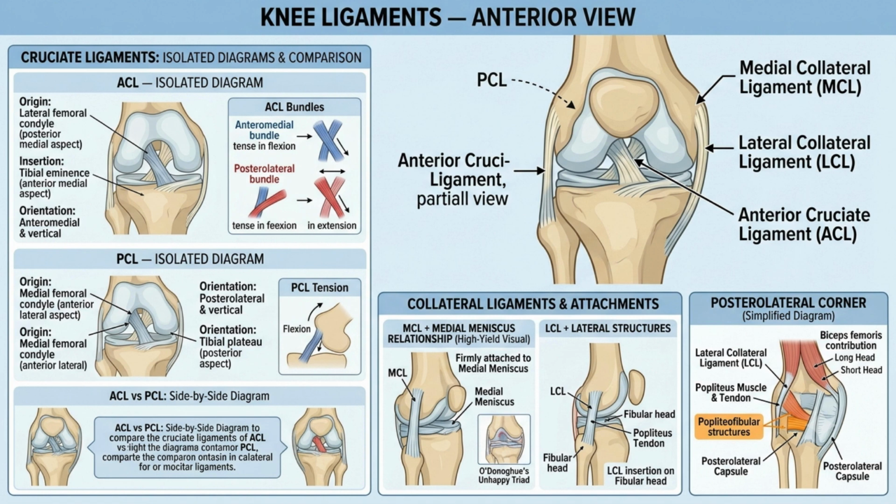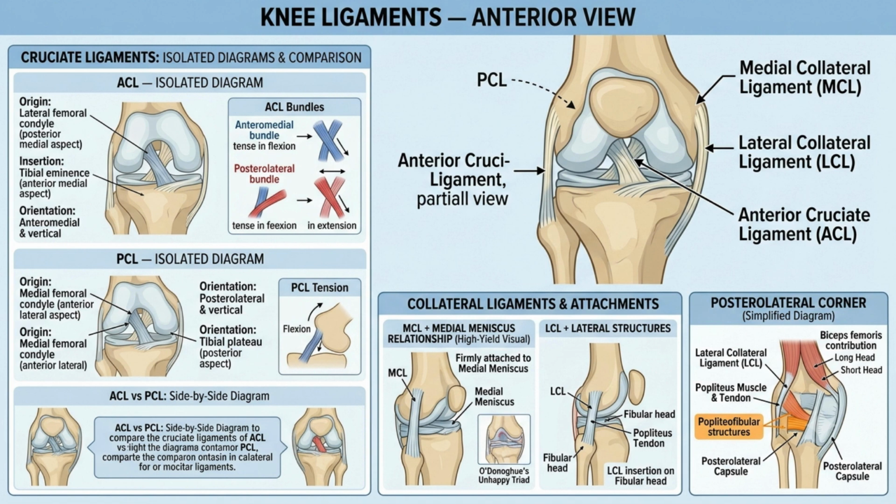When comparing the two, the ACL primarily prevents the tibia from moving too far forward. The PCL primarily prevents the tibia from moving too far backwards, but both also contribute to rotational stability and guide the arthrokinematics of the knee. The medial collateral ligament resists valgus stress. The lateral collateral ligament resists varus stress.